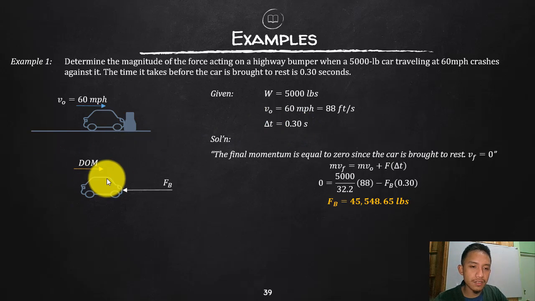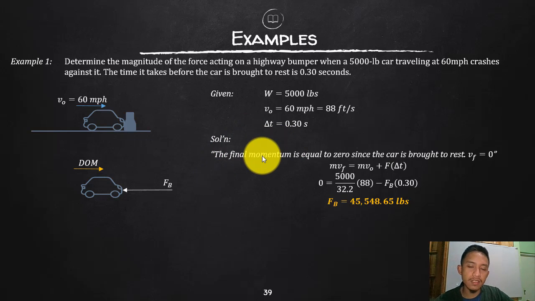So the only external force that is interfering in the motion of the car is the force coming from the bumper. So let's say that is the force. Of course, that will be against the motion because it will try to stop the car, so it will be in the opposite direction. Let's denote that as F sub B, where B stands for bumper. That is the reaction force of the bumper, opposite the direction of the car because it will try to stop the car.